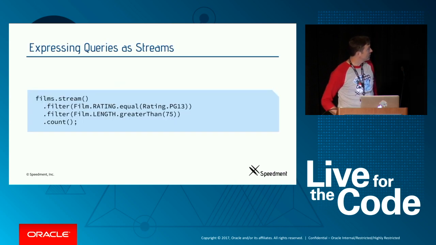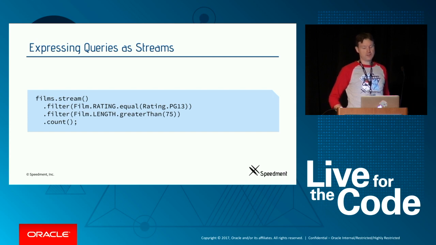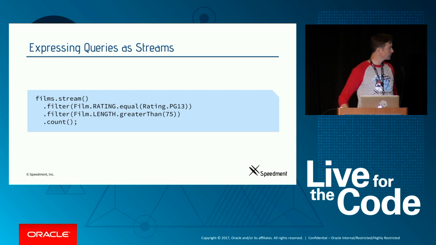Okay, so let's check another example. This is similar to the example we had before. We have two filters: one, rating equals PG-13, and another, now, film length greater than 725. So how does Speedment treat this stream?